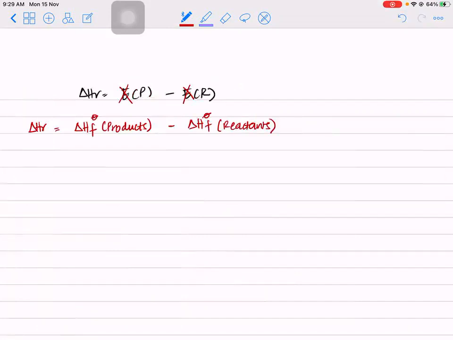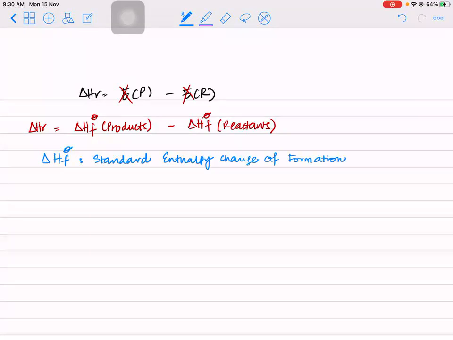And why not energy? Because we can't get the exact values for energy. Now, what is this enthalpy change of formation? So let me just first say this delta HF with a sign on the top, this phi, means standard conditions. And I'll explain this to you. So this right here is called the standard enthalpy change of formation. So you can't use energy, which is why you use enthalpy change of formation of product minus enthalpy change of formation of the reactant. Clear? Now, what is this enthalpy change of formation?